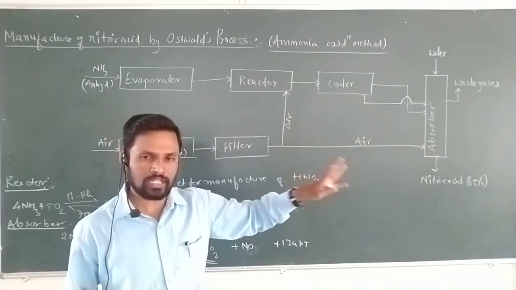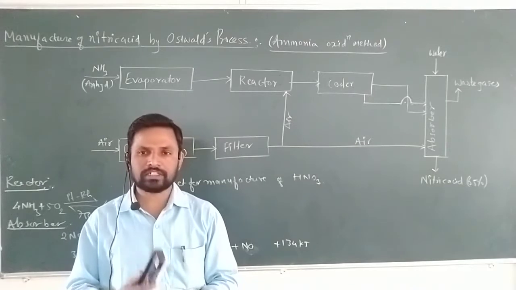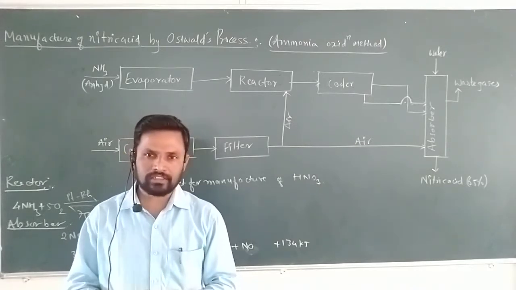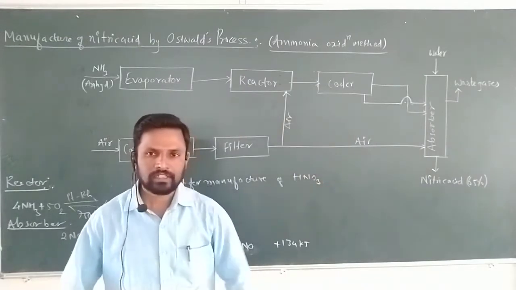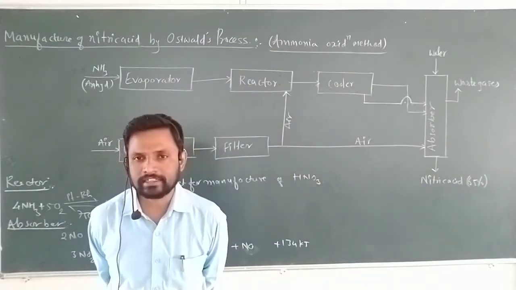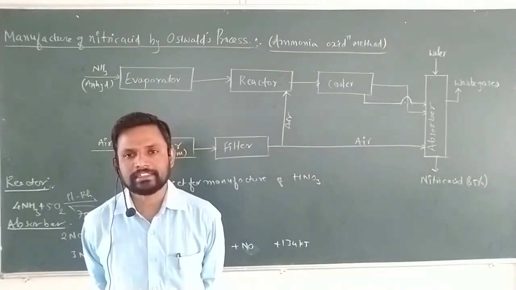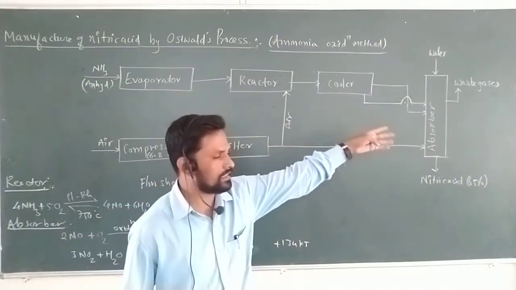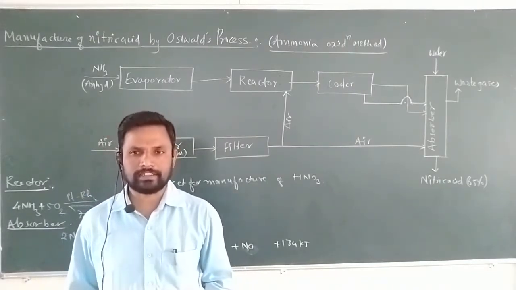In the absorption tower, two types of reactions take place. First, nitric oxide is converted to nitrogen dioxide, and then this nitrogen dioxide is absorbed by the water and converted into nitric acid. That is diluted nitric acid, with a 65% yield. The waste gases are released from the absorption tower. So this is the formation of nitric acid.